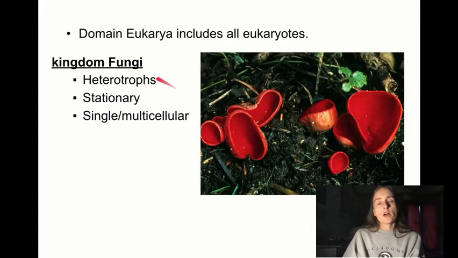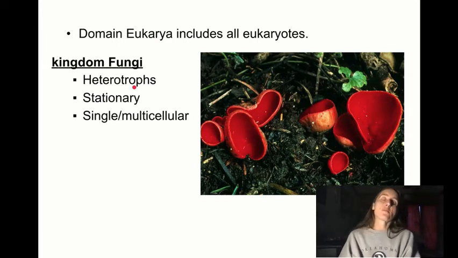Okay. Domain Eukarya. Oh, we're still in domain Eukarya. All the eukaryotes. So now we have kingdom Fungi. And so kingdom Fungi is your mushrooms, your mold, and your yeasts. Okay, so those are your examples: mushroom, mold, and yeast. These are heterotrophs. They cannot make their own food, and they're stationary, which seems like a terrible combination. Can't make your own food, but you also can't move.